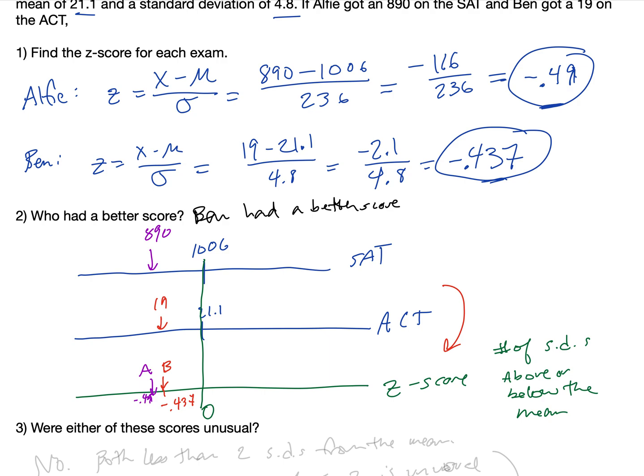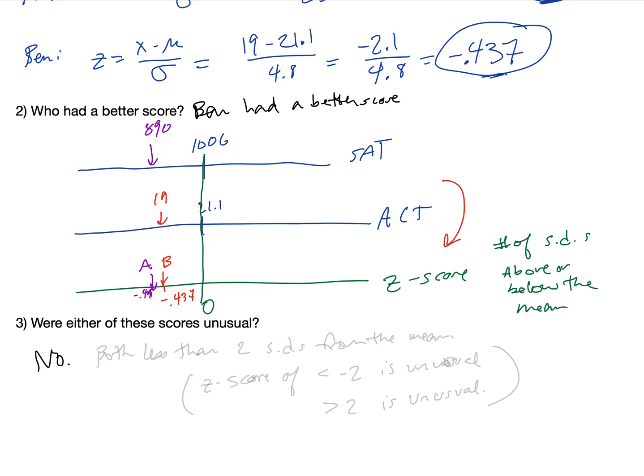And finally, were either of these scores unusual? No. Both were less than one standard deviation away from the mean. So both less than 2 standard deviations from the mean. Basically, a z-score of 2 or larger will be unusual, and a z-score of negative 2 or smaller will be unusual. So a z-score of less than or equal to negative 2 is unusual, and greater than positive 2 is unusual.